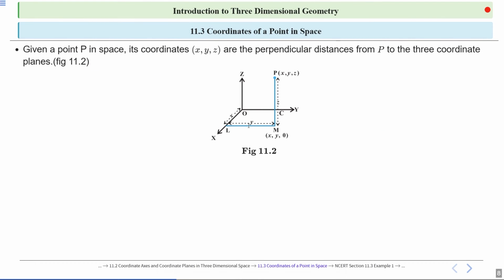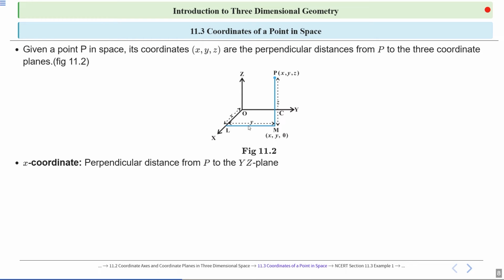Here we see a point P in three-dimensional space, and its coordinates are labeled as x, y, and z. These coordinates represent the perpendicular distances from a point P to each of the three coordinate planes. So take a look at the diagram. Notice how P is positioned in relation to the axes and the planes. This is the basic idea behind locating any point in 3D geometry.